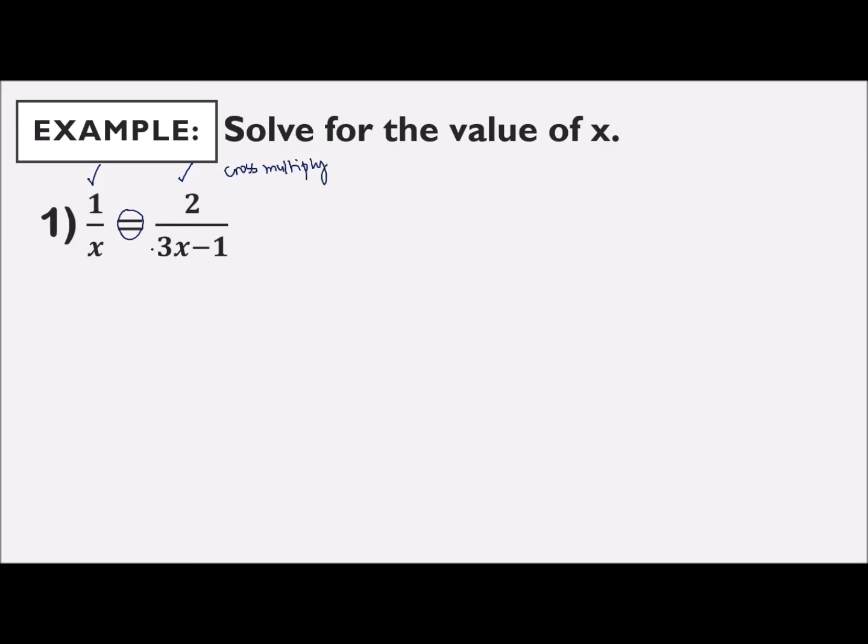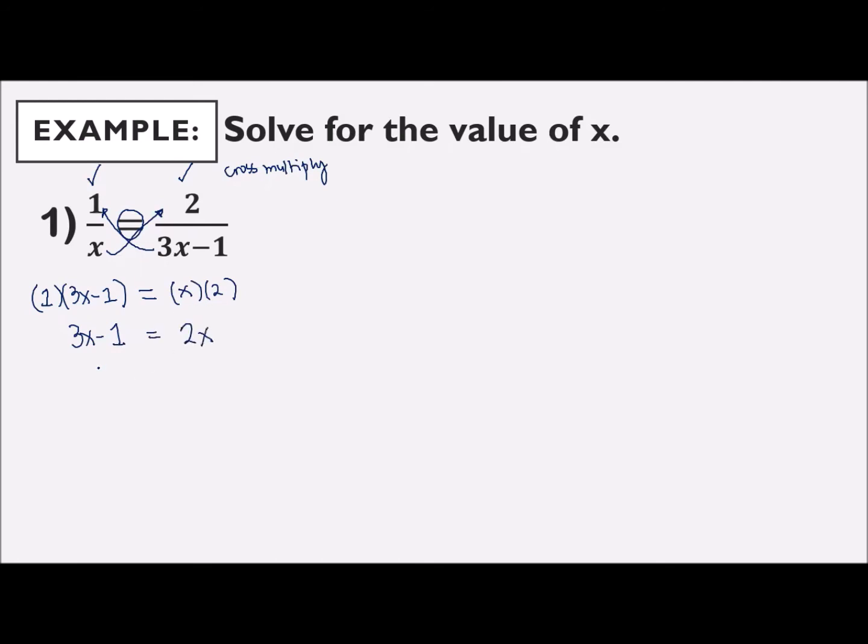So, itong 3x minus 1, multiply natin kay x. So, magiging 1 times 3x minus 1. Then, equals, yung x dito, multiply natin kay 2. So, magiging x times 2. Then, simplify. Any number or expression multiplied by 1, the answer is still 3x minus 1. Itself pa din. Okay? Equals, x times 2 is 2x.